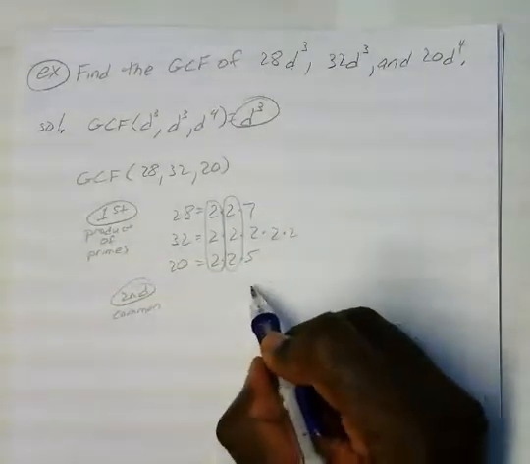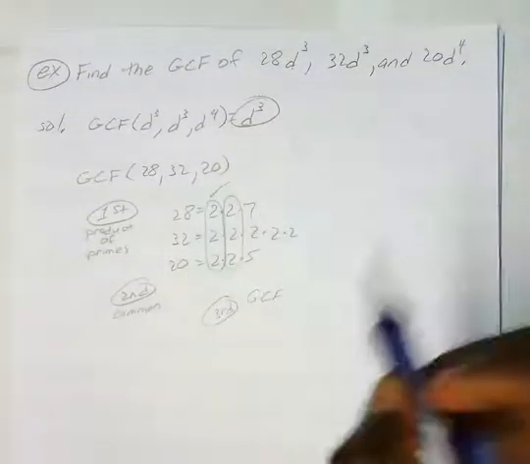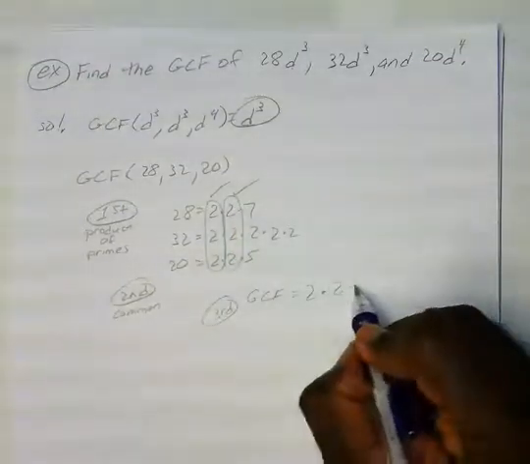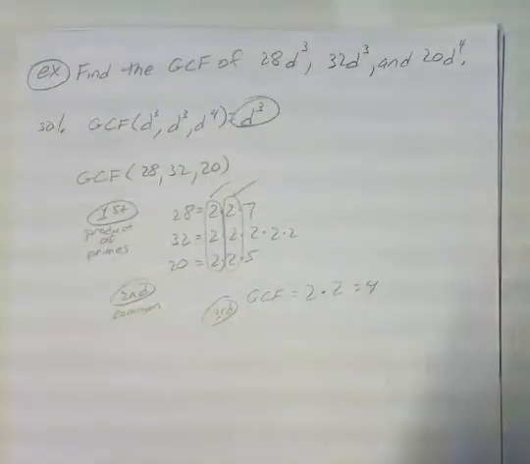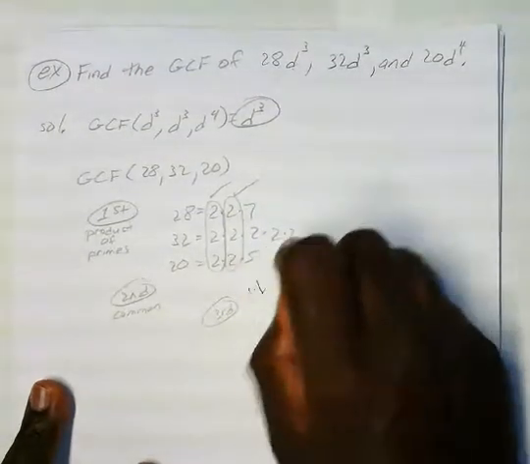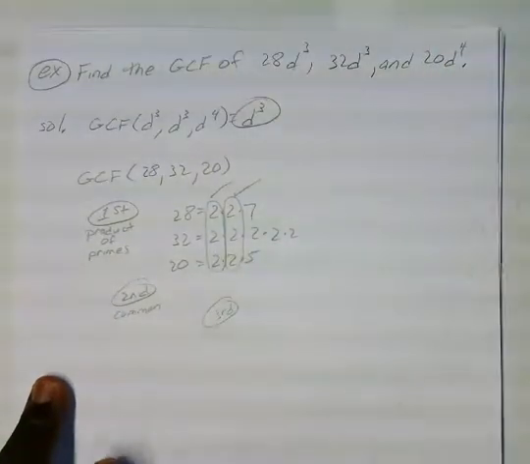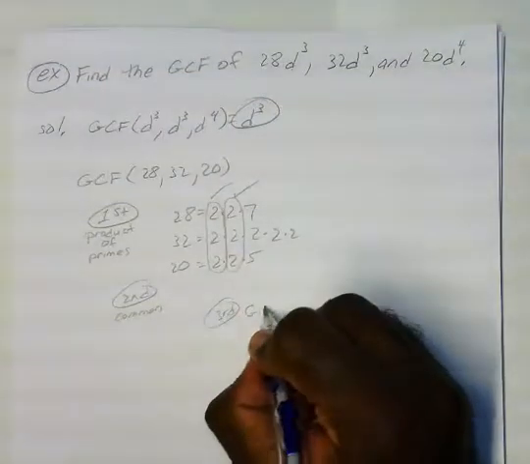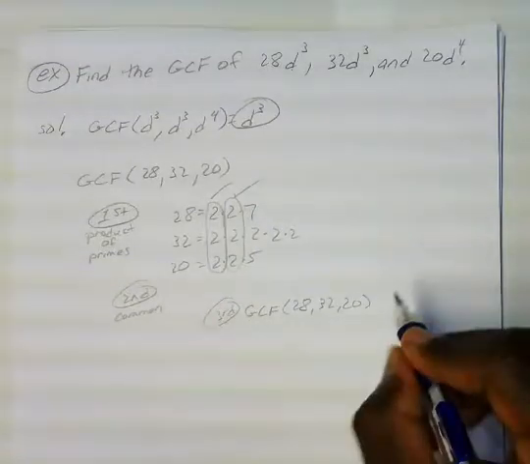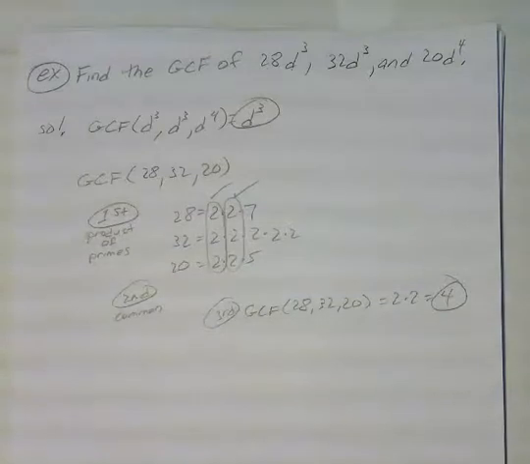That means your greatest common factor, which is your third step, is 2 times 2, which is 4. And actually, let me clear that up, because that's just the greatest common value of the numbers. I don't want there to be any confusion. So the greatest common factor of 28, 32, and 20 is 2 times 2, which is 4. Okay, don't want any mistakes there.